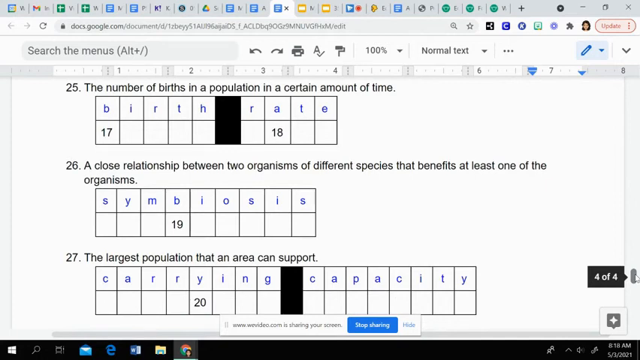26, a close relationship between two organisms of different species that benefits at least one of the organisms is what we call a symbiosis or a symbiotic relationship. And then 27, the largest population that an area can support is called the carrying capacity.